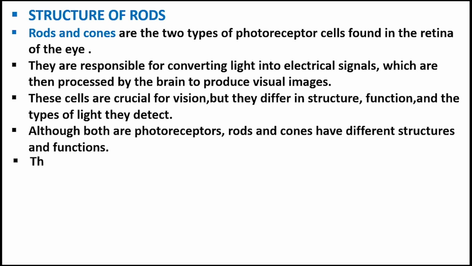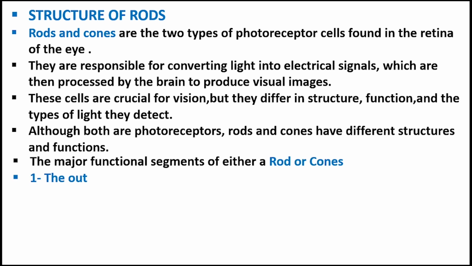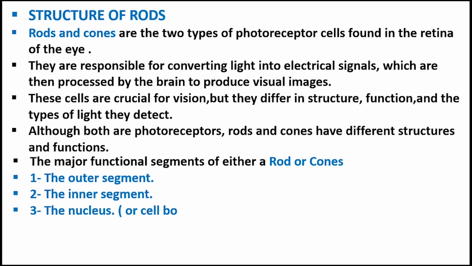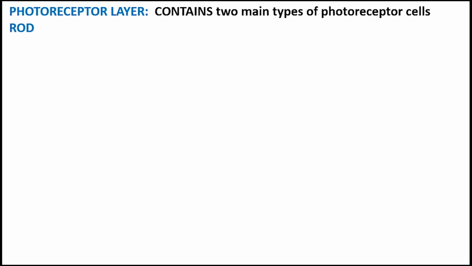The major functional segments of either a rod or cone: 1. The outer segment. 2. The inner segment. 3. The nucleus, or cell body. 4. The synaptic terminal. The photoreceptor layer contains two main types of photoreceptor cells: rods and cones.